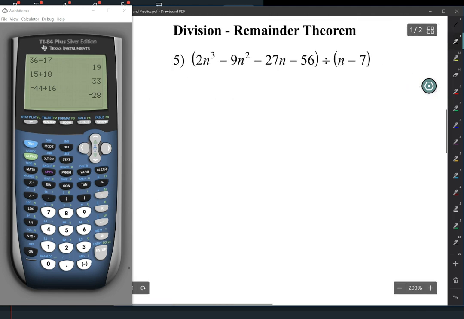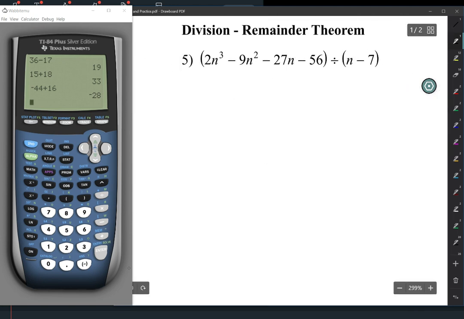Last thing, so last example here. And this is dealing with what we call the remainder theorem. So there's going to be something special that happens here. Let's do division. Nothing else is going to change. There's a little sneaky thing at the end here, though. Minus 56, and n minus 7.